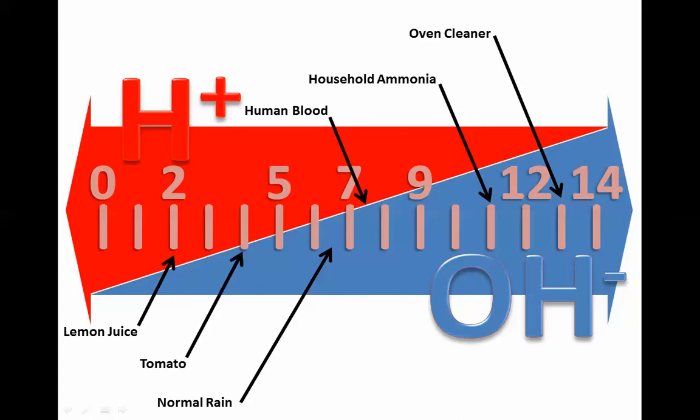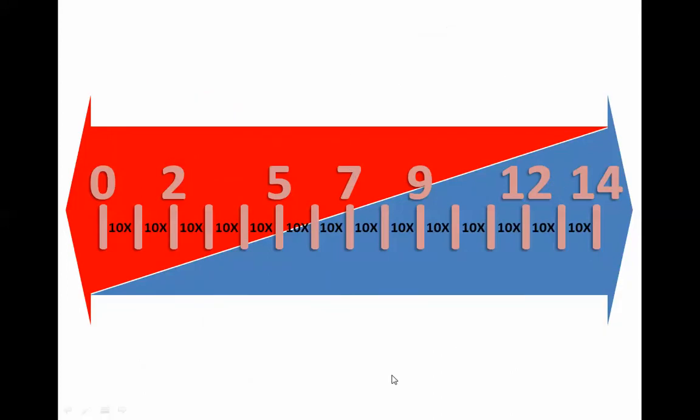So now that we have a feel for what the pH scale looks like, less than 7 being acidic, more than 7 being basic, and 7 being neutral, and a feel for tomato juice versus normal rain versus household ammonia, the next question is, well, just how much more acidic is something that is, let's say, at a pH of 3 than something at a pH of 6? The pH scale is a logarithmic scale. This means that every step on the pH scale is a factor of 10, or multiplied by 10.